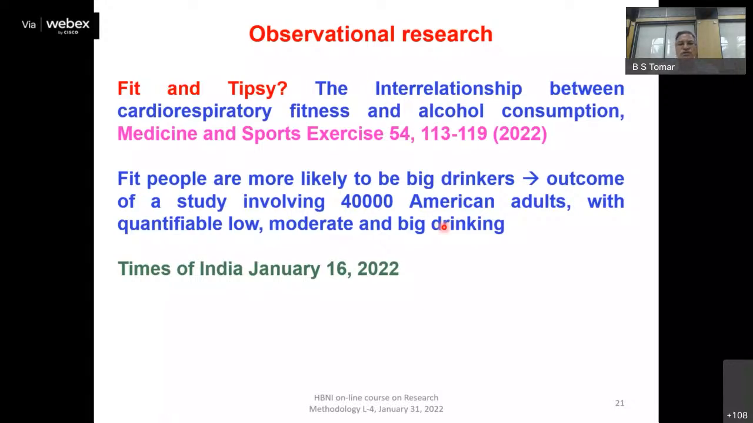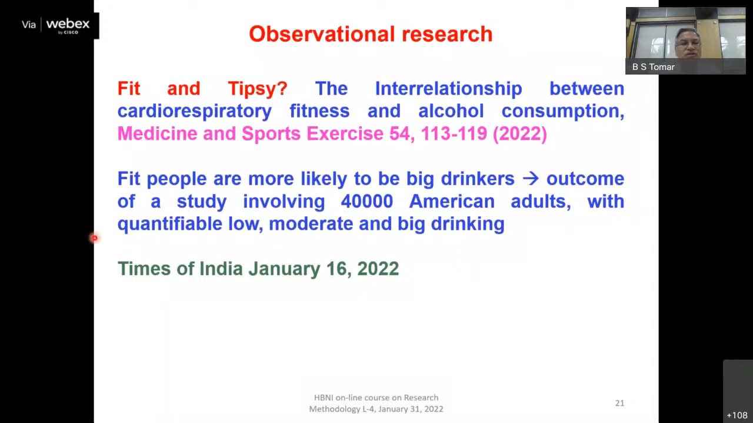So it is not a hypothesis. I would say it should not be taken as a hypothesis that if you are fit, then you should drink more, or if you drink more, you will be fit. But a correlation has been observed by observational research that you are more likely to drink more if you are doing exercises. When they say fit, they were doing a lot of physical exercise. That is what they mean by it.